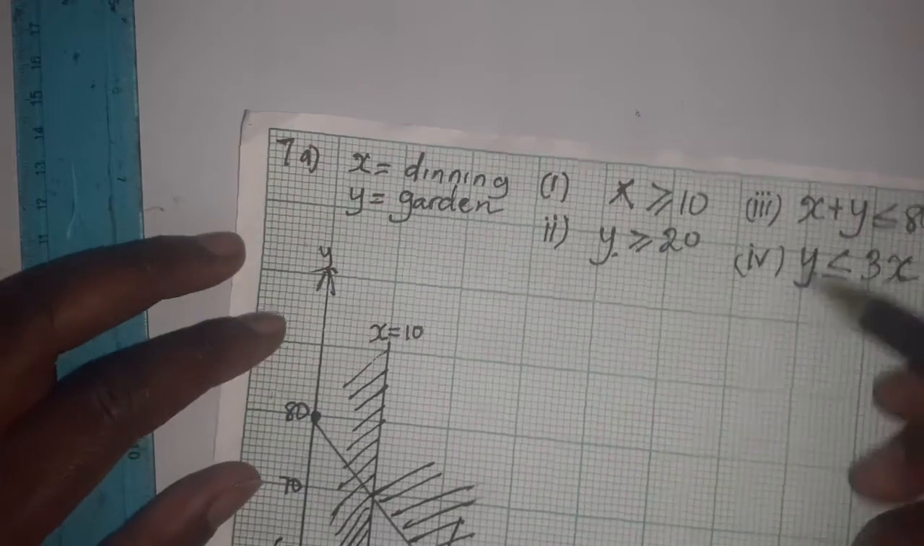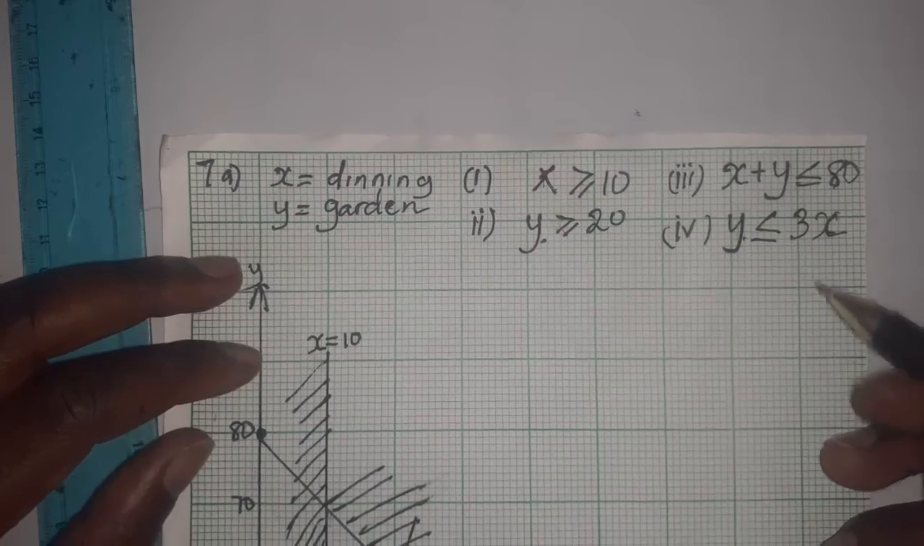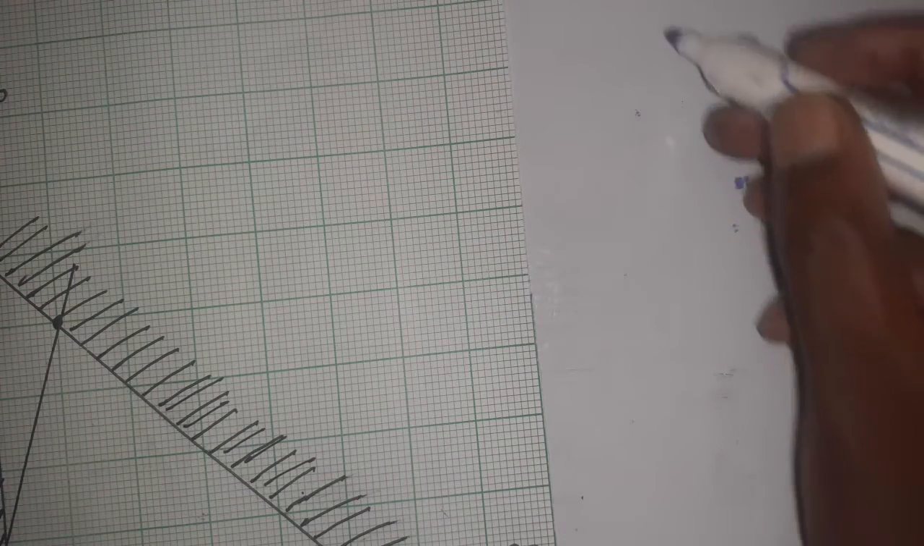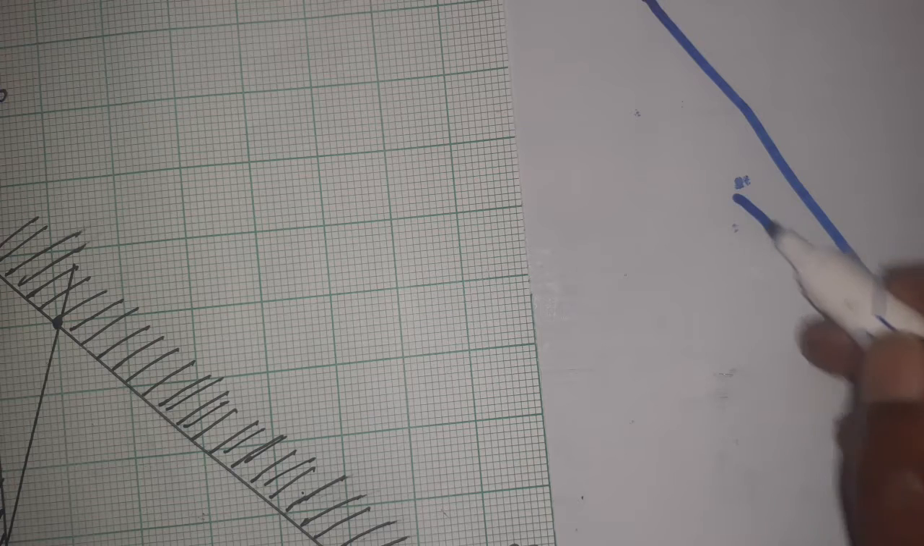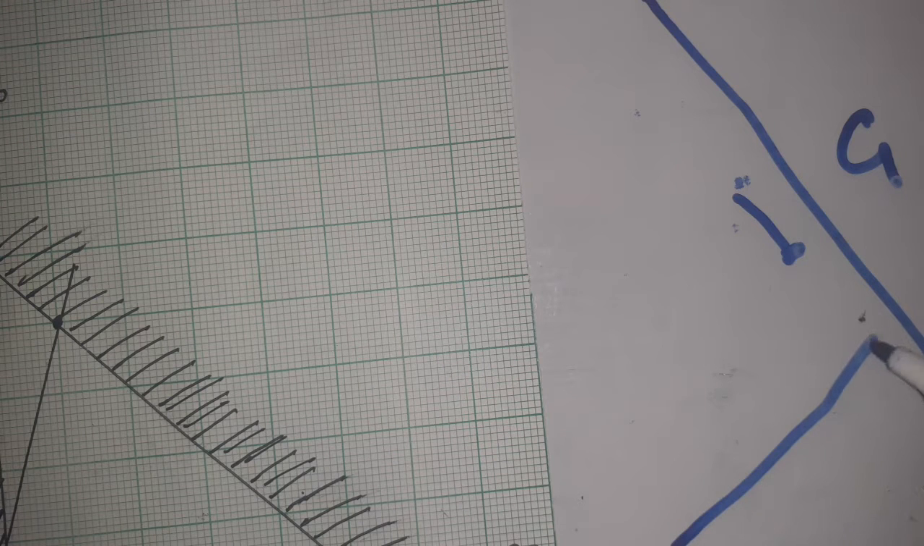What do we want to shade? The region that is required is the one that is less. When you draw a line like this one, this part is less. This one which is on top is greater. If you've got a line like this one, this part is greater. The one that is below is always less. So you always have to get to know that, so that you don't have challenges.